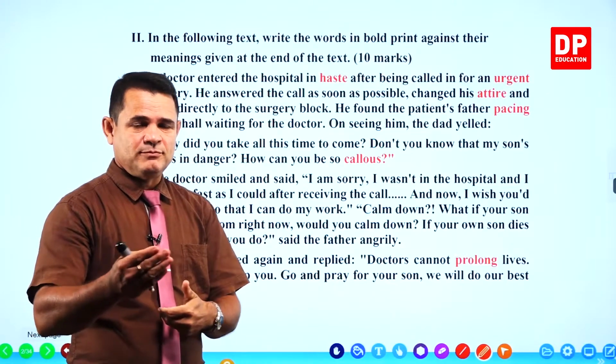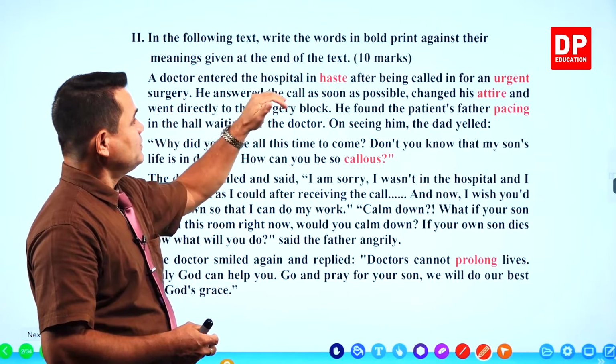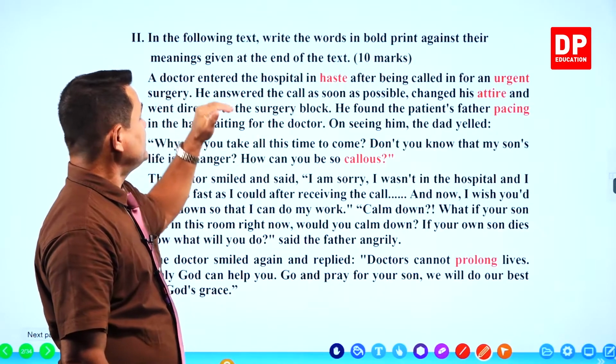But in your paper, it is in bold print, right? In bold print against their meaning given at the end of the text.